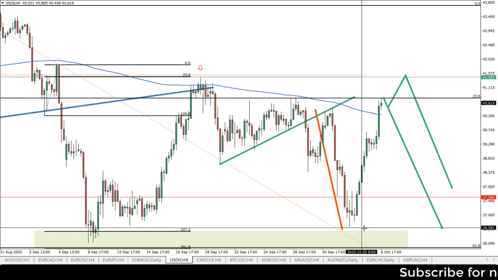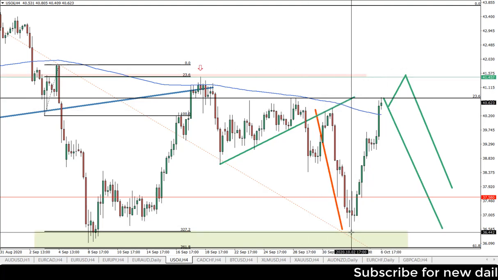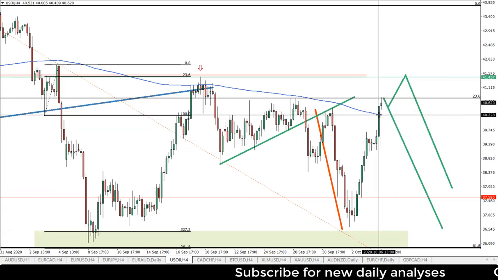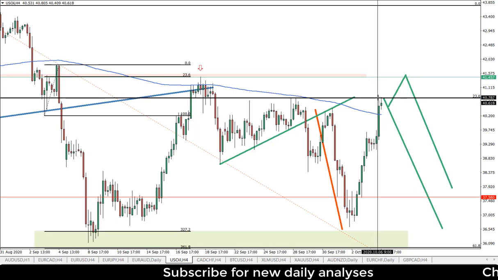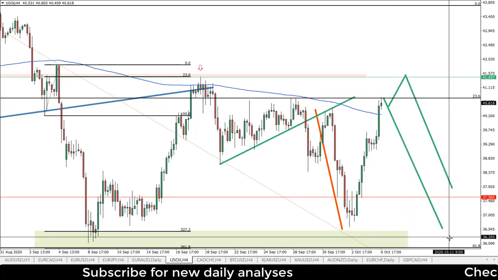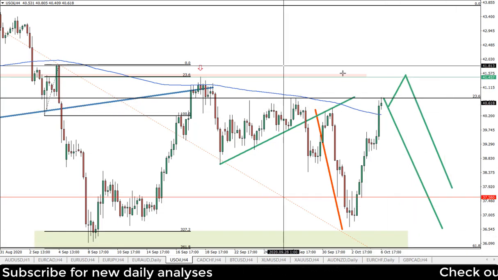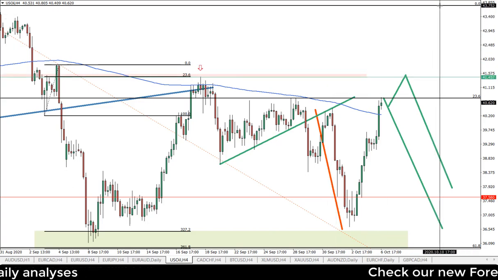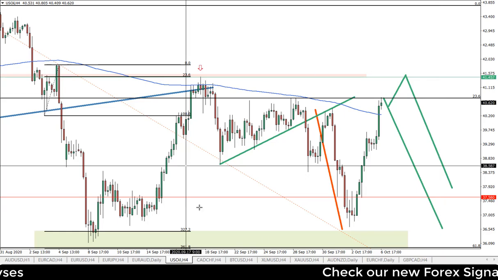It worked out pretty well, almost tested the support area here. I did expect move to go further down, but I see the price return to the resistance, and it could take some time for the oil to move down. And if it breaks to the upside here, I think it might retest 43.75 resistance.